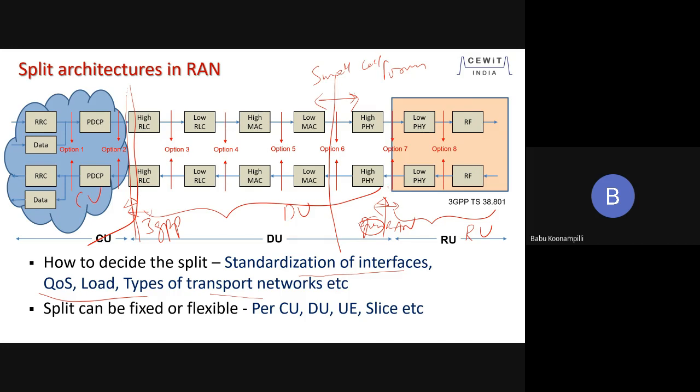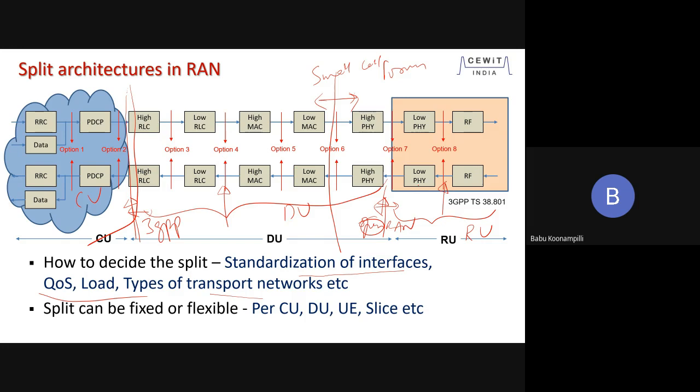If the transport is here, then the throughput required on this is very, very high. Whereas if your fronthaul is here, then your requirement is very little. So it is based on what kind of transport is available and what kind of functionalities are available in terms of slicing. You can also look at, say, one slice having one split, another slice another split.